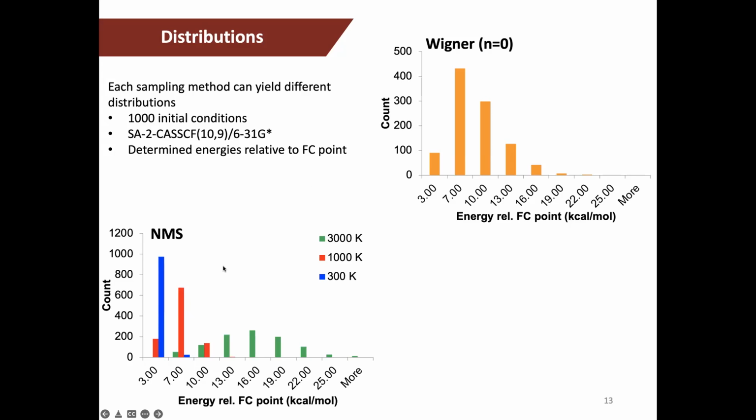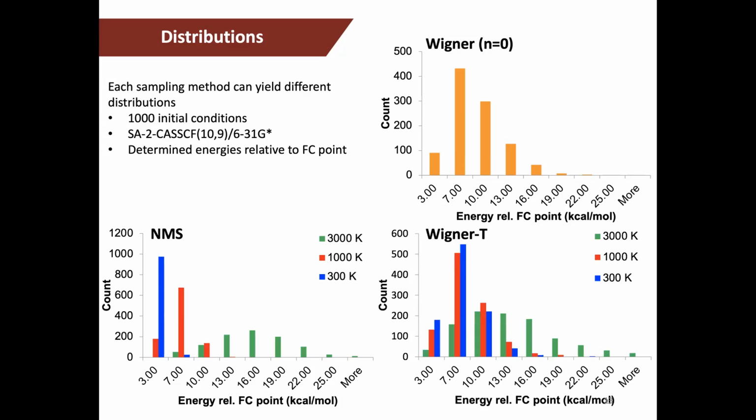And then if I do normal mode sampling, which is a classical distribution, you can see that at lower temperatures, the energy is much lower than that of the 0-point energy. And then as you start to raise the temperature, that becomes less of an issue. And then here's the Wigner sampling with temperature dependence. And as you can see, both Wigner sampling with the temperature dependence and normal mode sampling yield very different distributions.